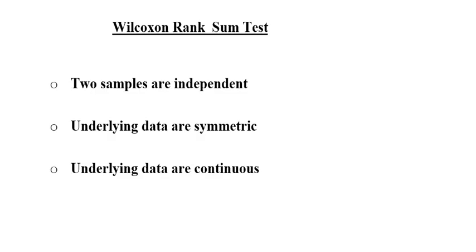In this video we will be discussing another non-parametric test called the Wilcoxon rank sum test. Before we conduct this test, there are some assumptions to make. So let's go through these assumptions first. The two samples are independent, that's the first condition. Second, the underlying data is symmetric, therefore from the median we have equal gaps between left and right. The third assumption is that the data is continuous, that means it can be any decimal value.